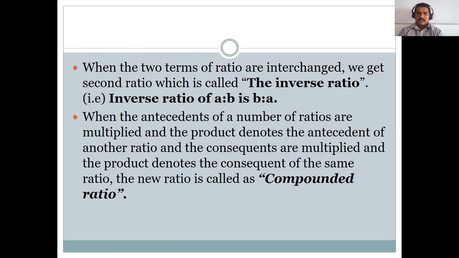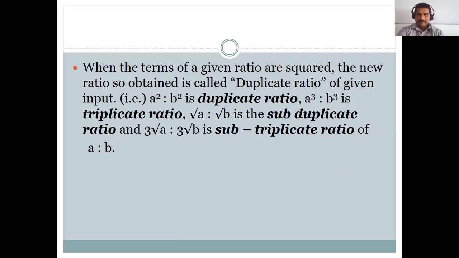Another concept is the compounded ratio. If we have three or four ratios, more than one ratio, we combine all the ratios. Combining means multiplying all the antecedents, divided by multiplying all the consequents, in fraction form, and converting it into a single ratio. That concept is called the compounded ratio.